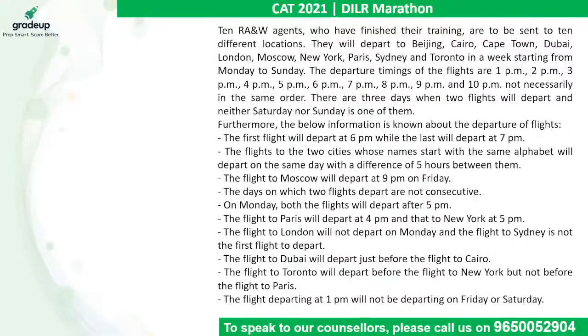It says that there are 10 raw agents. They finish their training and are sent to 10 different locations, and these are the names of the cities. The flights are from Monday to Sunday, and the timings of the flights are 1 p.m., 2 p.m., 3 p.m. up to 10 p.m., but not necessarily in that same order.